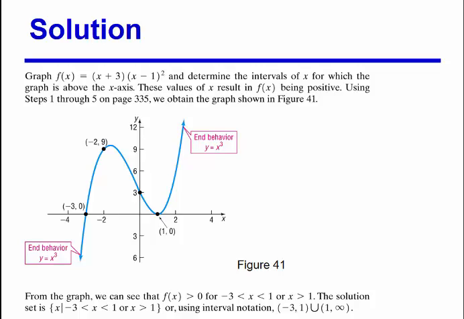So we can see from the graph that the function itself is greater than 0 for the values between -3 and 1, and also greater than 1. And so the solution set for this would be all numbers x such that -3 is less than x, less than 1, or x is greater than 1. Now using interval notation, we would have the interval from -3 to 1, union 1 to positive infinity. So what we ignore would be anything that would make the function less than 0 or equal to 0.